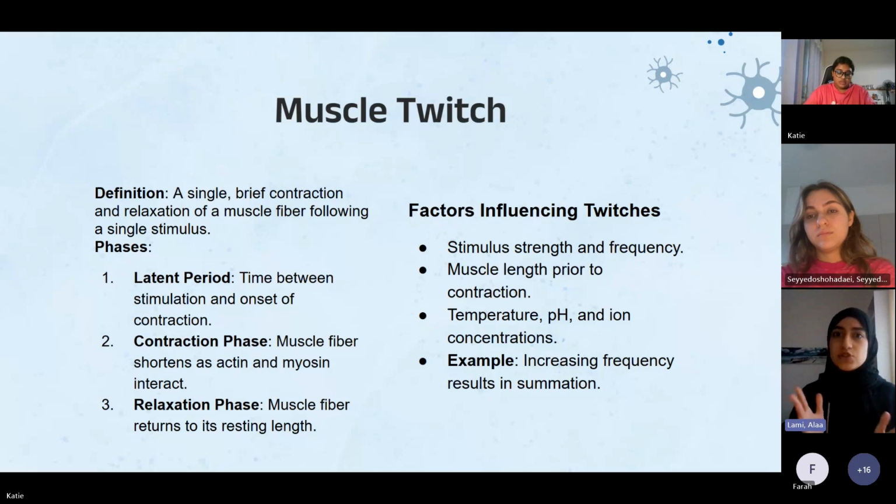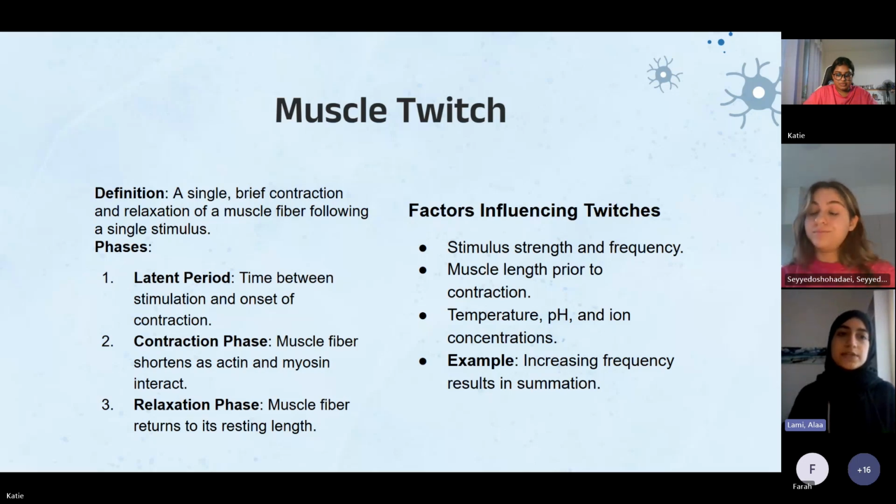So what is a muscle twitch? By the way, this exact part I remember they asked about it a lot during the credits, so focus on it. It's basically a single brief contraction and relaxation of a muscle fiber after a single stimulus. All right, so I think simple, easy. So contraction, relaxation, following a stimulus, which is what usually happens, but in here it's more specific.